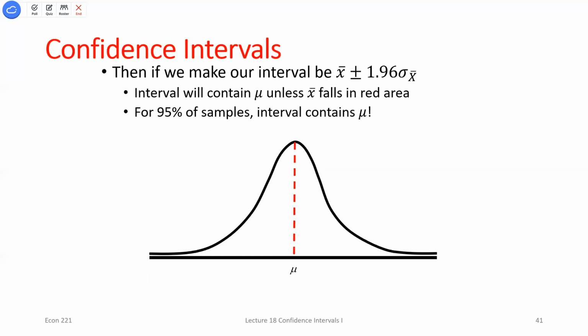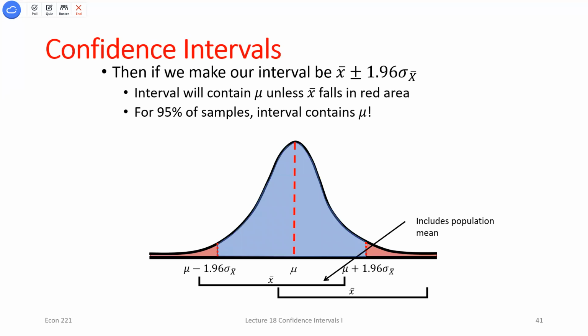Right? But you can imagine if I was able to continue to take sample over sample, what I would end up seeing is that, out of 100 samples, 95 of them would have a confidence interval that included the true population mean, if I could observe it. And then 5% of them would have a confidence interval that didn't include the population mean. Okay.